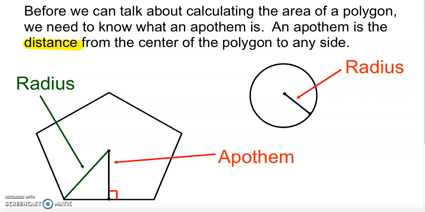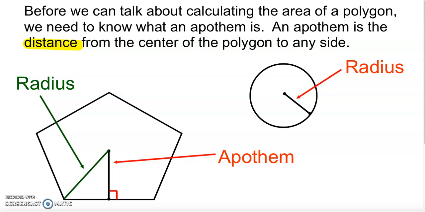Now, before I can really get into the formula for finding the area of a regular polygon, I've got to define 2 segments for you. First of all is a radius and an apothem. I know it sounds like I misspoke, but that's really what it's called, apothem.